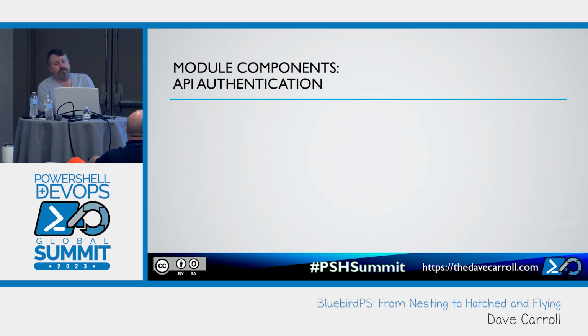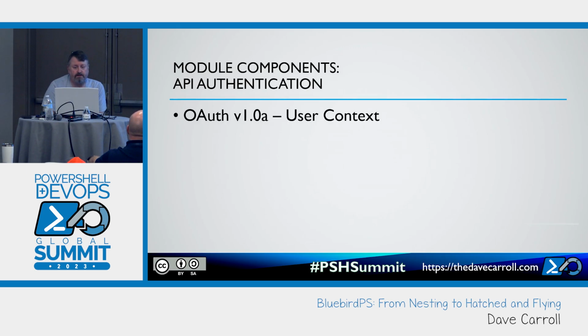Okay, so let's talk a little bit about the authentication for APIs. There's OAuth version 1, which is user context. Originally, it was the default for BluebirdPS, and it's the Twitter API version 1.1 standard. And essentially, you call an endpoint, and you get back like the JWT, the token.